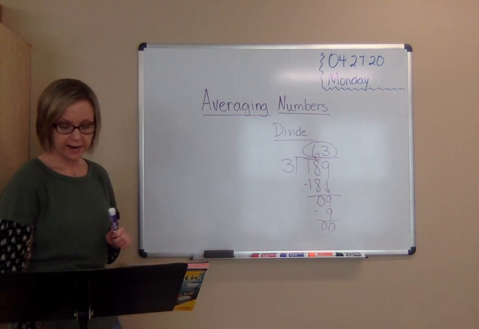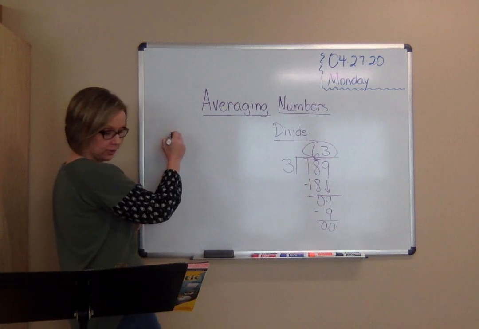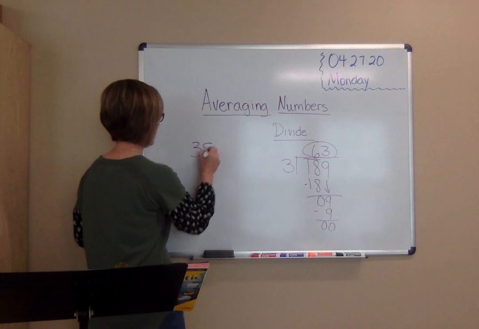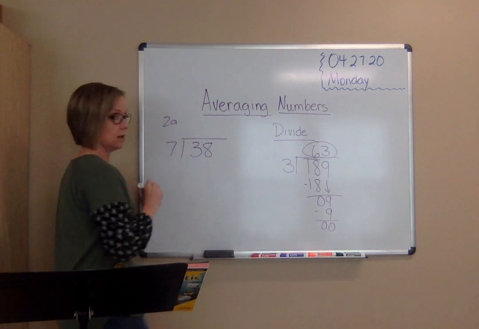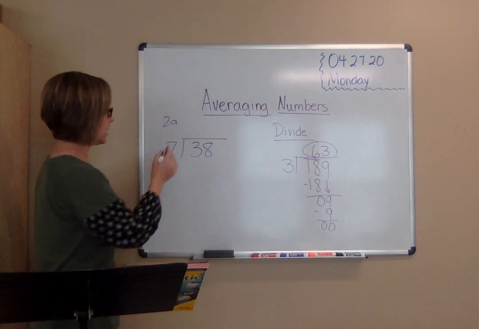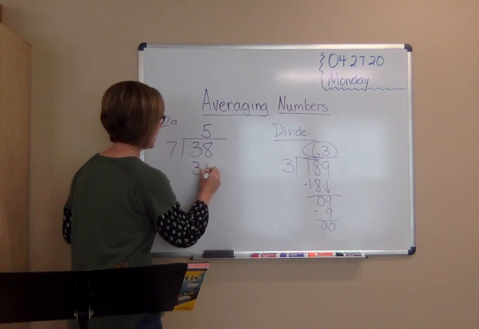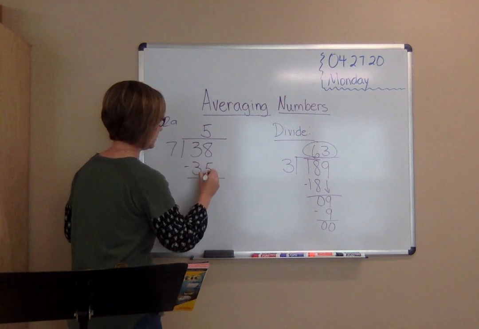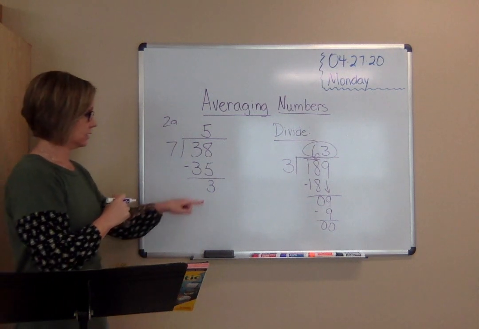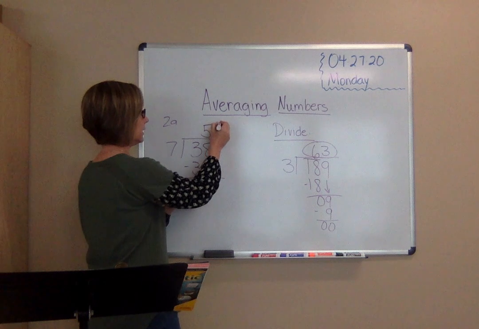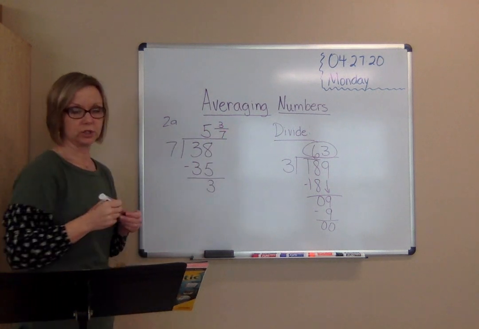So you are dividing and writing the remainder as a fraction. Super quick. 38 divided by 7. This is 2A. I'm going to do this quickly. 38 divided by 7 would be 5. 5 times 7 would be 35. We subtract. 8 minus 5 is 3. Now it says to write your remainder as a fraction. So take your remainder of 3 and write it over your divisor, which is 7.